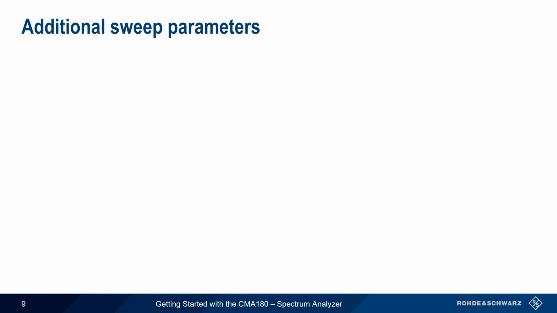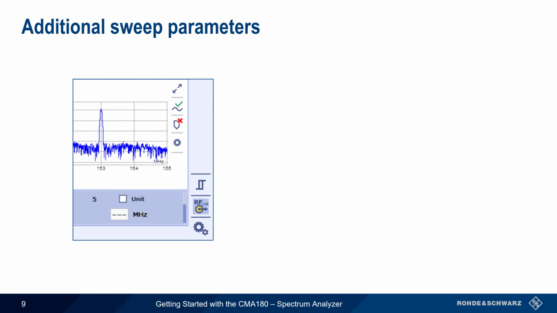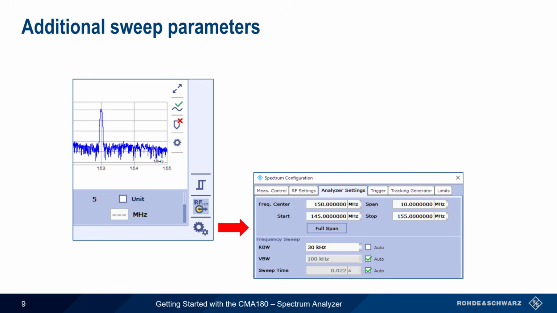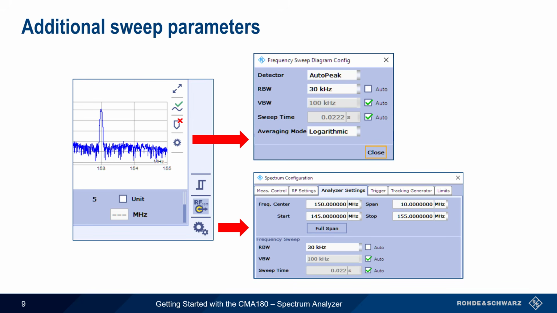In addition to the four basic parameters, additional spectrum analysis settings are available by clicking on the configuration icon in the bottom right corner of the screen, and then choosing the tab Analyzer Settings. Here, the span can be configured as start and stop frequencies, and video bandwidth and sweep time can be manually entered as well. The configuration icon in the results area can also be used to specify various parameters, in particular the detector type and the averaging mode.